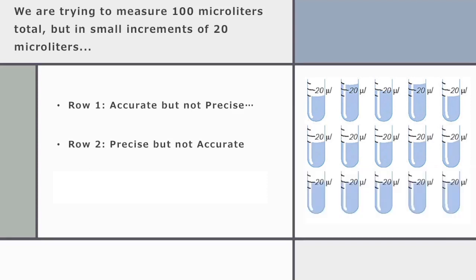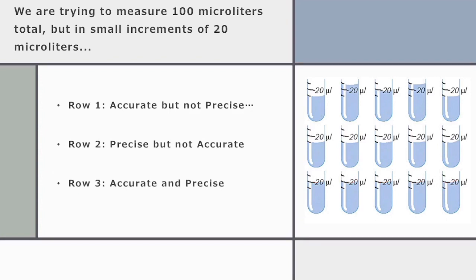And then for this third row of tubes down here, you'll see that I've got 20 microliters perfectly in each one of these tubes. And if I were to add up 20 microliters 5 times, I end up with 100 microliters. So this set of tubes right here is both accurate and precise.